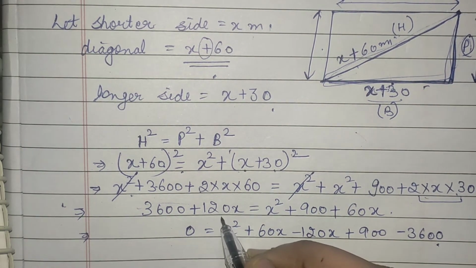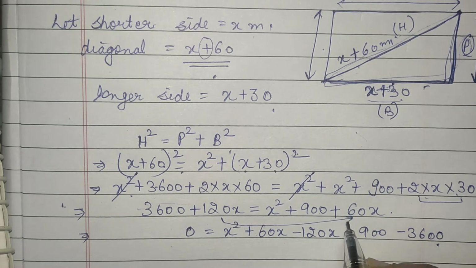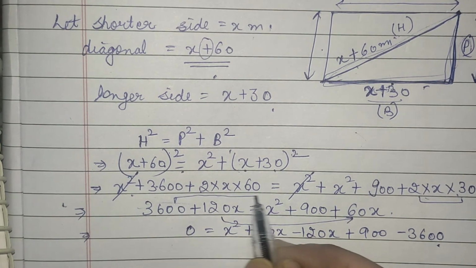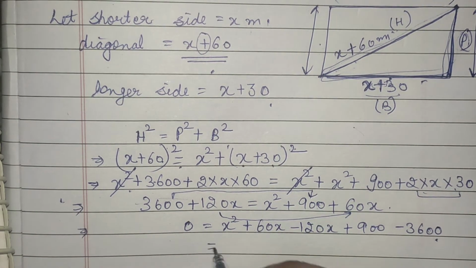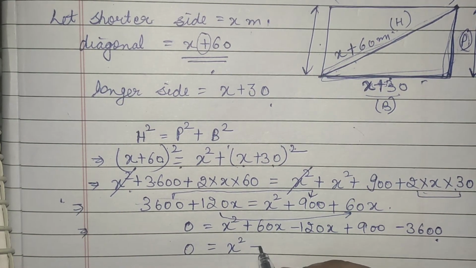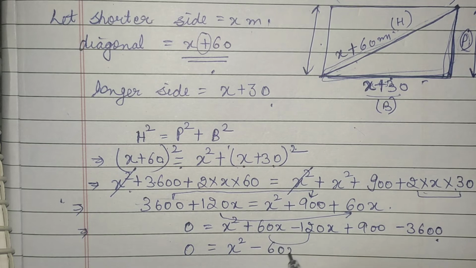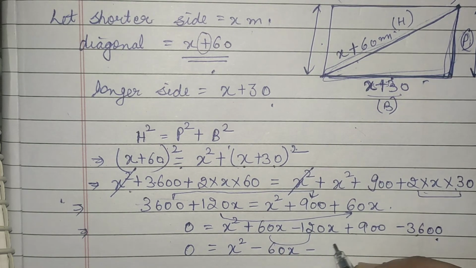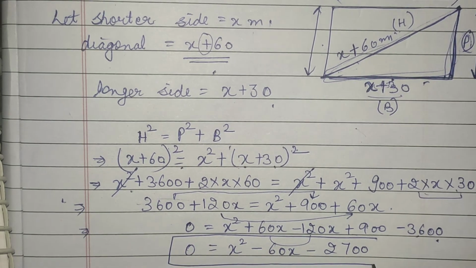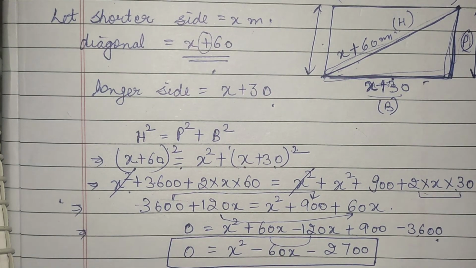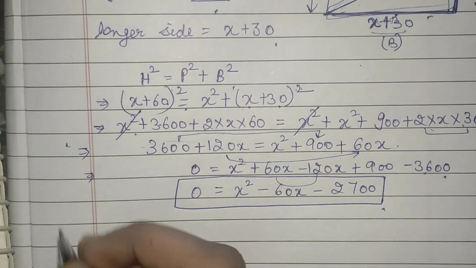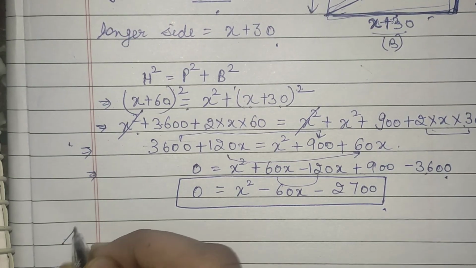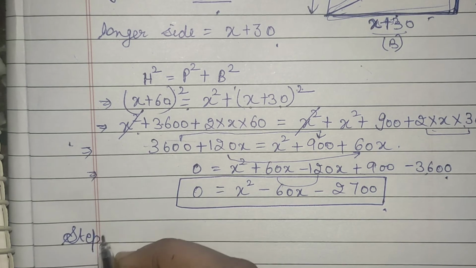So what I have done, I have taken this minus 120x to the right hand side and also this 3600 to the right hand side. Okay, so I will get x square minus 60x minus 2700 is equal to 0. So this is my quadratic equation. Okay, so now solve the quadratic equation using the steps of the quadratic formula.